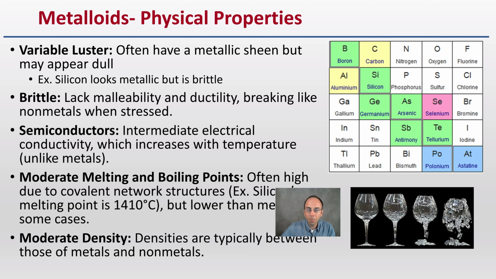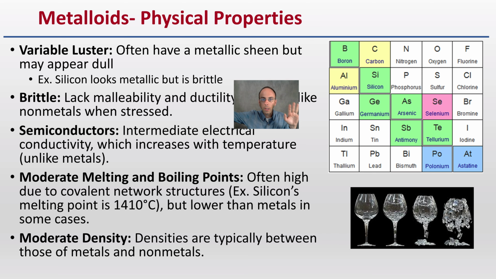They have moderate melting and boiling points. So again, if we're looking at the extremes of our metals and nonmetals, well, we're kind of in between. They often have high melting points due to covalent network structures. So silicon's melting point is 1,410 degrees Celsius, but lower than metals in some cases. There are also moderate densities, typically between those of metals and nonmetals, indicating their location in the periodic table does match between metals and nonmetals, and so do many of their properties as well.